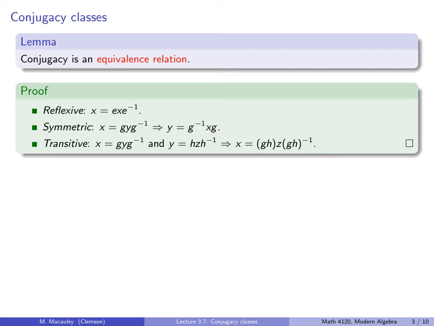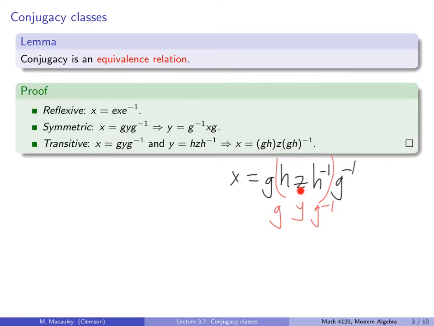And finally, the third condition in the equivalence relation is transitivity. So if x is conjugate to y and y is conjugate to z, then x is conjugate to z. It's not hard to check that this holds. If you want to write this out, you can see x equals ghzh⁻¹g⁻¹. Remember, you have to swap the order of these things when taking the inverse. And notice that this thing here is equal to y. So yg g⁻¹, and that's equal to x. So yes, x is conjugate to z.